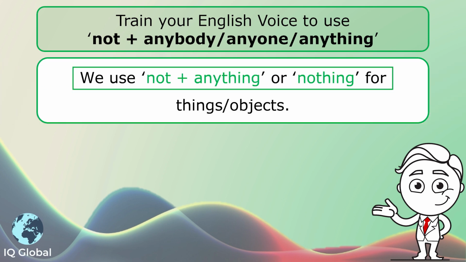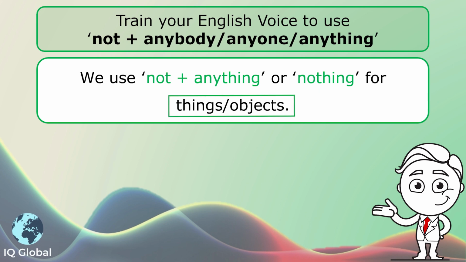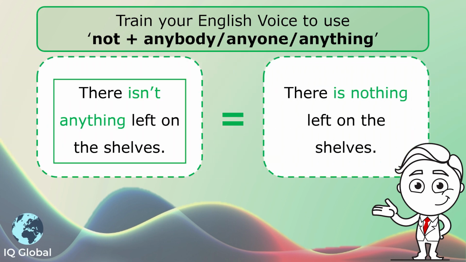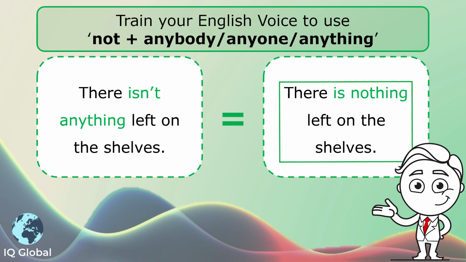We use not plus anything or nothing for things or objects. For example, there isn't anything left on the shelves. It means the same as there is nothing left on the shelves.